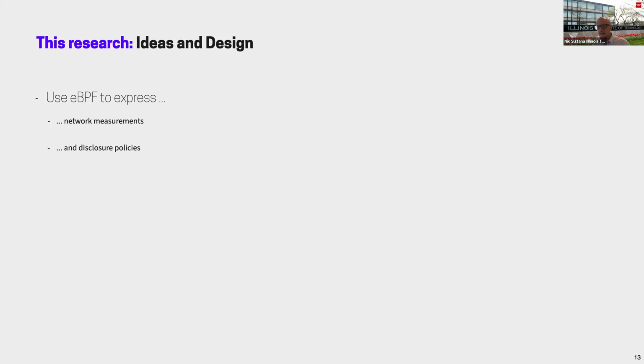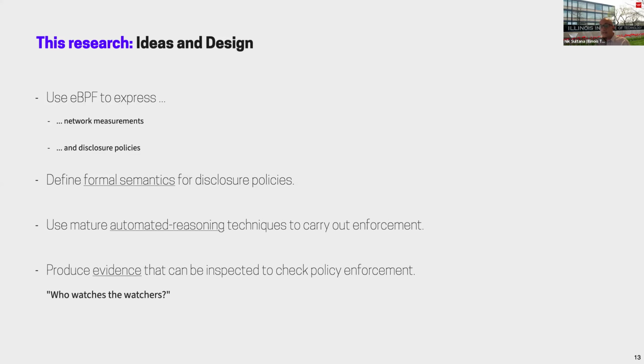What I propose that's novel here is also using eBPF to encode disclosure policies. So you can have an eBPF program that is in itself encoding a sort of contract. And then we define a formal semantics, a precise meaning for disclosure policies encoded in eBPF. Having a precise meaning means that we can then offload the reasoning to mature tools that do automated reasoning. Now, mature here is also a byword for trustworthy to some extent, but not to the full extent, right?